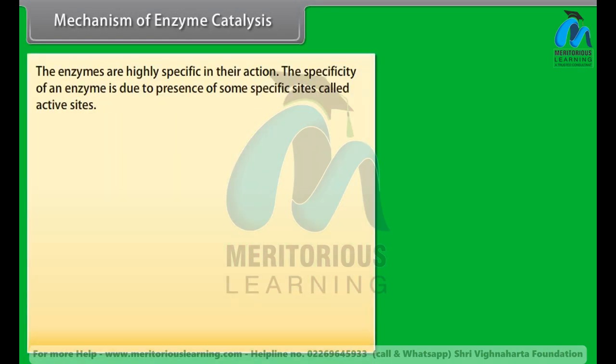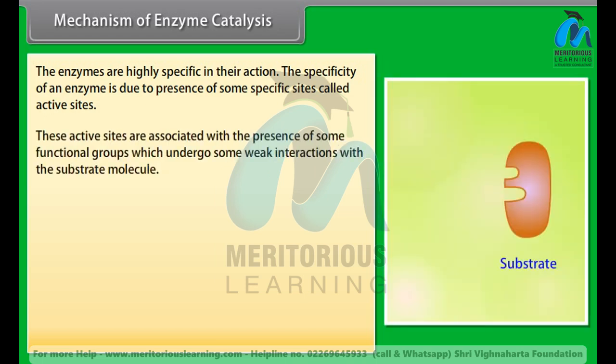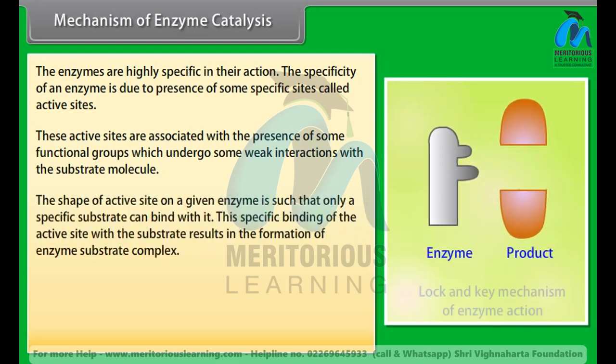The enzymes are highly specific in their action. The specificity of an enzyme is due to the presence of some specific sites called active sites. These active sites are associated with the presence of some functional groups which undergo some weak interactions with the substrate molecule. The shape of the active site on a given enzyme is such that only a specific substrate can bind with it. This specific binding of the active site with the substrate results in the formation of the enzyme-substrate complex.